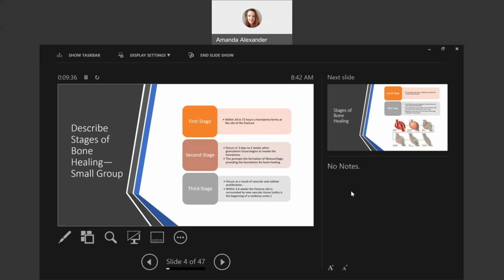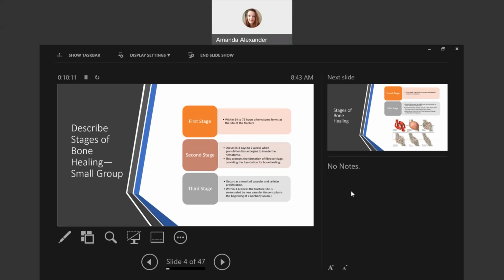This part of the hematoma and granulation tissue process allows for the tissue to begin to invade the hematoma. So basically, the bone actually starts to heal, and it's not just the blood clot holding the bone fracture together. It causes a release of fibrocartilage, and the foundation of the bone starts to actually come together.